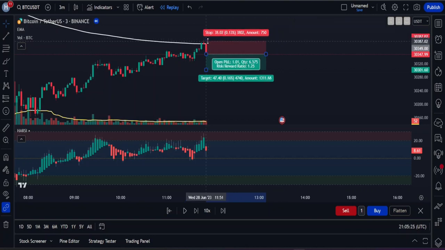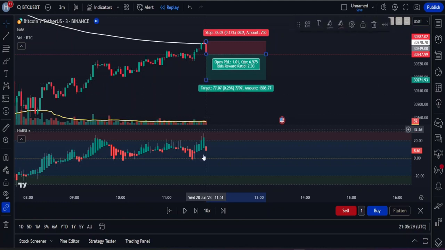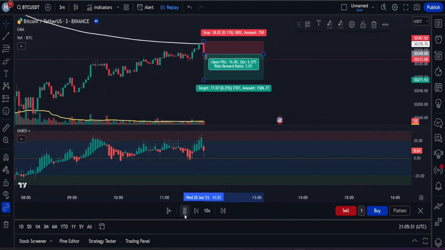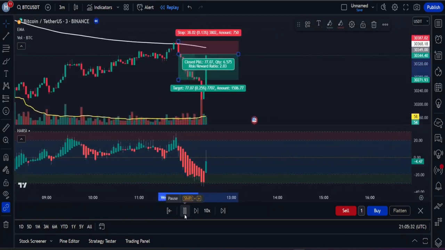After the position is opened, to manage risk, we will set the stop loss at the recent swing high. And for the take profit level, we will aim for a 2-to-1 risk to reward ratio. Now let's closely monitor the trade's progress and observe how it plays out.